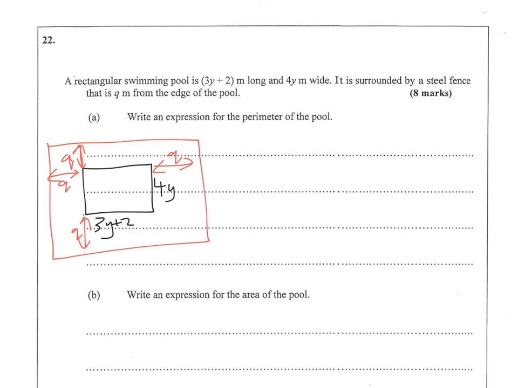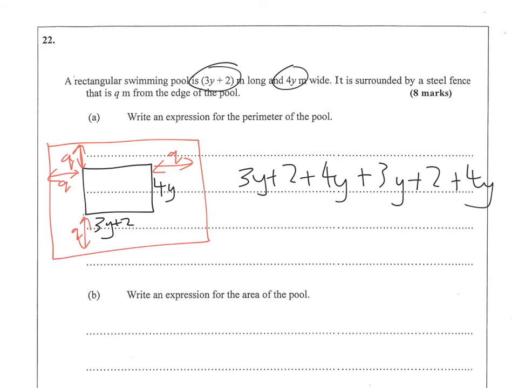So, write an expression for the perimeter of the pool. Okay, so the perimeter of the pool is the length plus the width plus the length plus the width. So 3y plus 2 plus 4y plus 3y plus 2 plus 4y. We end up getting 14y plus 4.